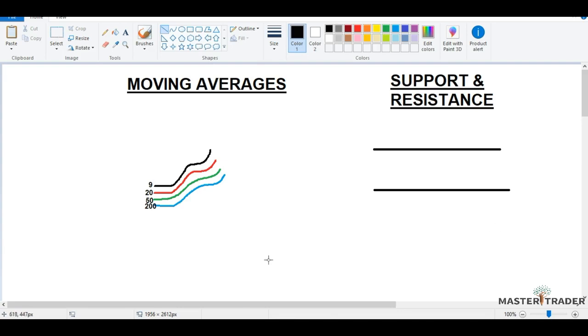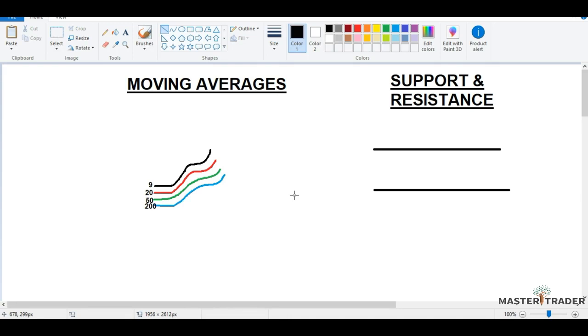So now that we've learned the patterns, the question comes: where and how to use them, right? What was the point of learning the patterns if we don't know how to implement them and where to use them and how to use that to our trading advantage, right? So let's get into it.